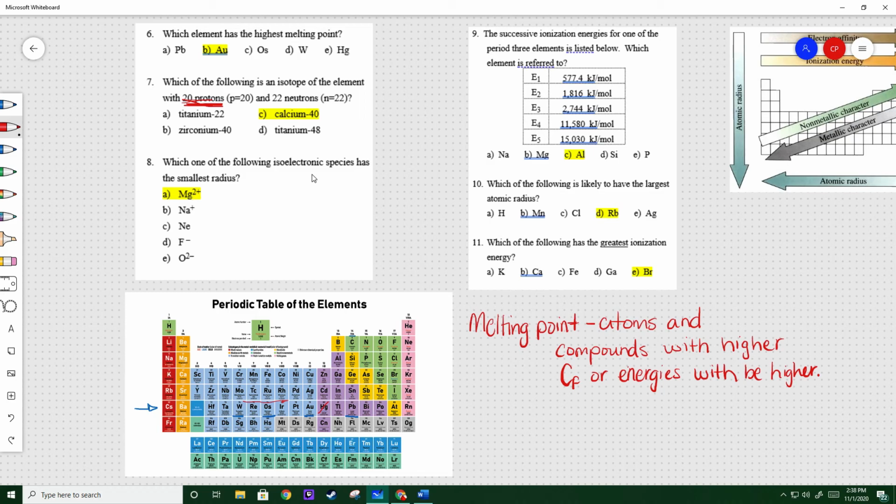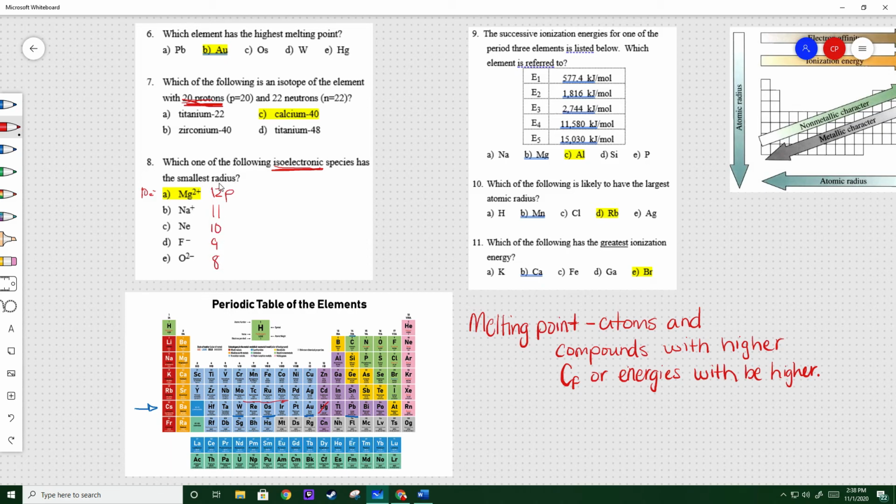This one I wanted to talk about. We haven't talked about what isoelectronic means, but isoelectronic just means the same number of electrons. Iso means same, and then electrons. All of these are going to have 10 electrons, but they don't have the same number of protons. Magnesium has 12 protons, sodium has 11, and then 10, and then 9, and then 8.